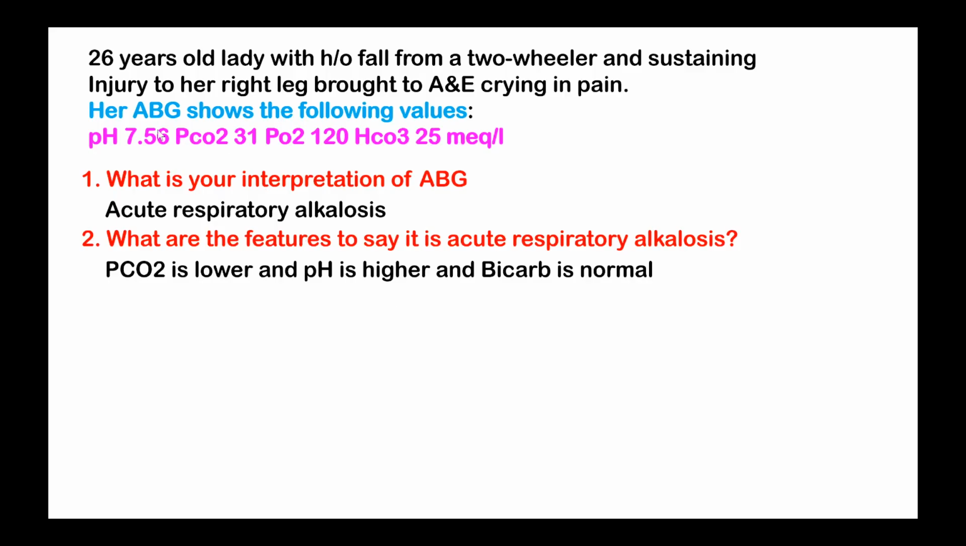So if the pH is still on the alkalotic side, it is an acute condition. On the contrary, if the pH is 7.4, which is a normal value, and bicarb is 15, then it is a compensated state for chronic respiratory alkalosis, where PCO2 is getting knocked down.